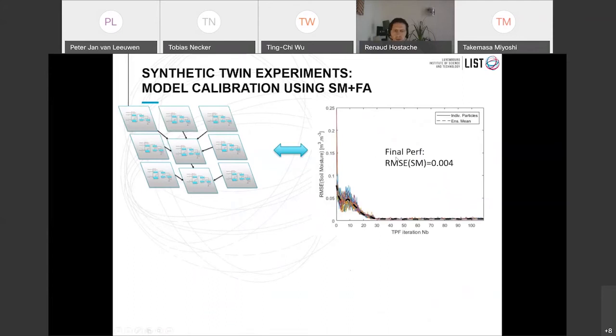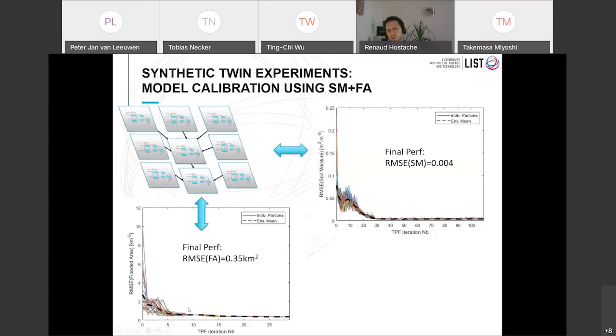So here are the different iterations of the tempered particle filter, with different tempering factors going to 1. We see that we need a bit more than 100 iterations of this filter to get to the solution. And the RMSE, the root mean squared error, comparing the synthetic truth and the calibrated model, so the analysis after the assimilation, is less than 1% of soil moisture. Same results when we compare the model results after the analysis and the truth in terms of flooded area.